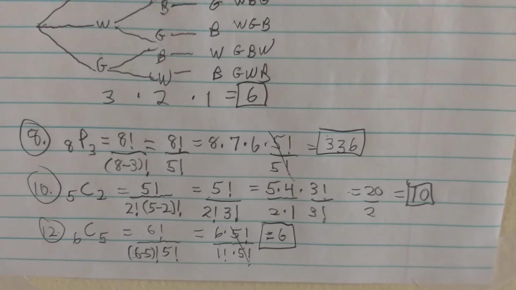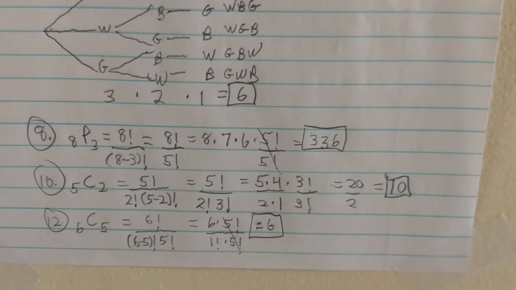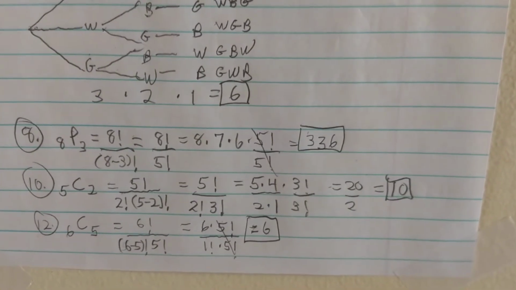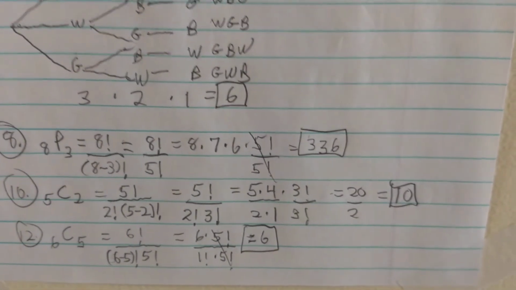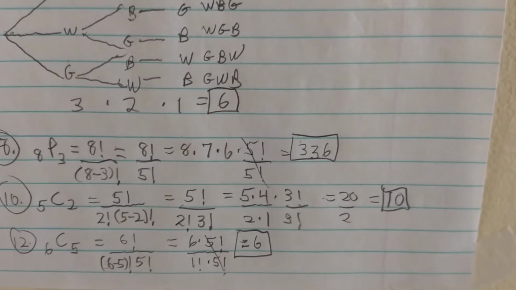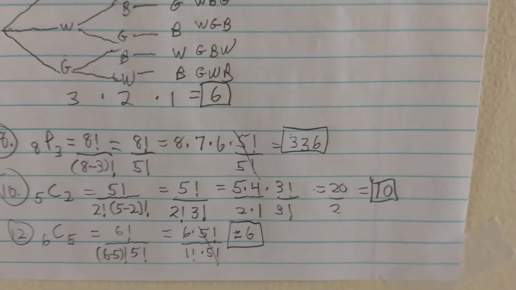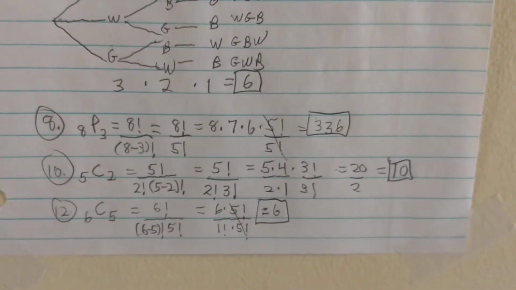8P3 is just 8 factorial over (8 minus 3) factorial, which is 8 factorial over 5 factorial, or 8 times 7 times 6 times 5 factorial over 5 factorial. Those cancel, leaving us with 336.